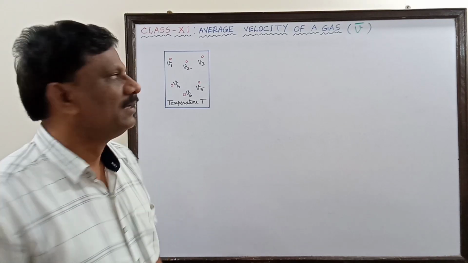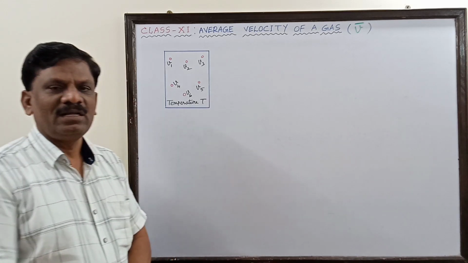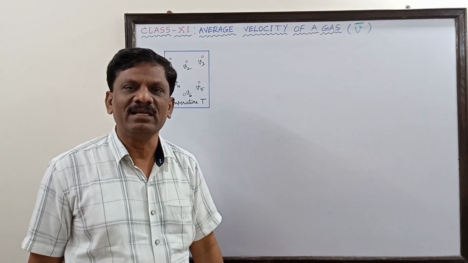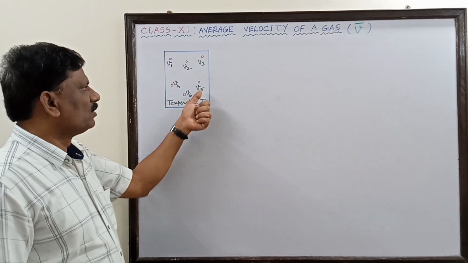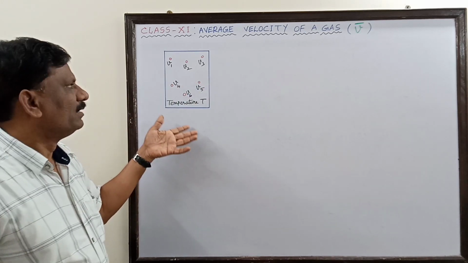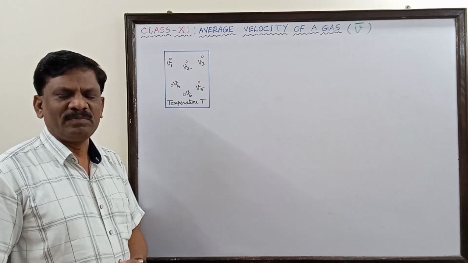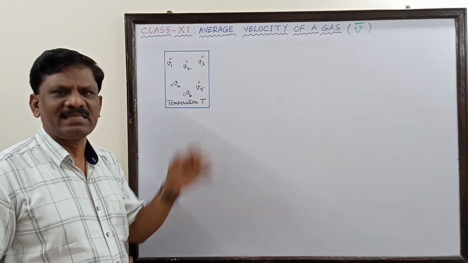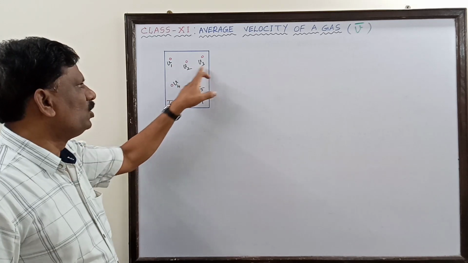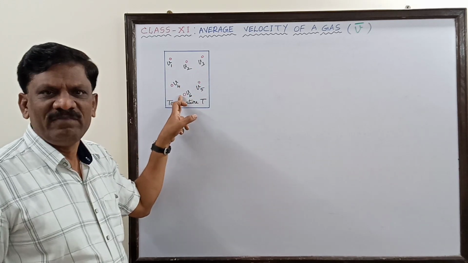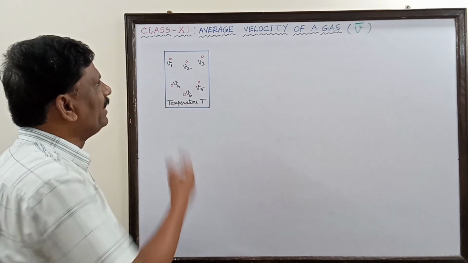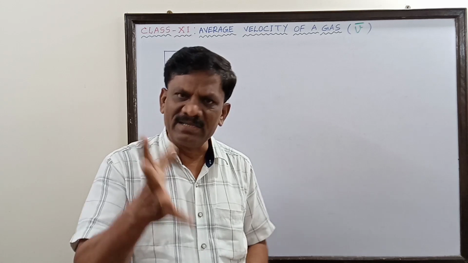Hi students, now we are going to understand how to find the average velocity of the gas molecules taken in a container. Here I have considered 6 molecules for example. There are so many gas molecules actually in a container. I have shown only 6 molecules whose individual velocities are V1, V2, V3, V4, V5 and V6, maintained at a temperature T. Now how to find the average velocity is very simple.